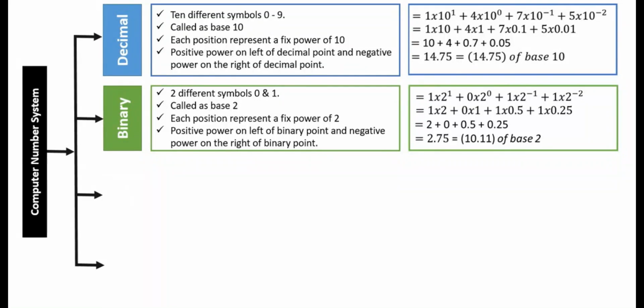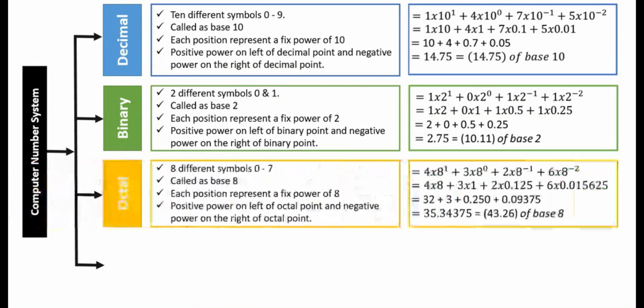If you see the example 10.11, which is a binary number, it is represented in positional value as 1 into 2 to the power 1 plus 0 into 2 to the power 0 plus 1 into 2 to the power minus 1 plus 1 into 2 to the power minus 2. Evaluating this whole result you will get 2.75, which is the decimal equivalent of this binary number. That means if I'm entering 2.75 through my keyboard, then this 2.75 will be converted into binary, that means 10.11, and then sent to the computer processor.